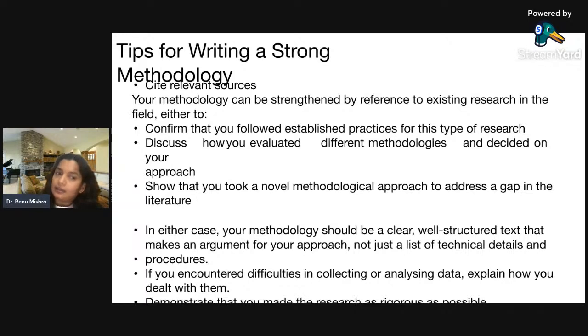It should be clear and discussed well. Also, when you are writing the limitations, feel free to write any concerns and issues which you have faced during collection or analysis of the data. No research is a perfect research, so there is no issue in citing those limitations as well. So that is what you have to focus on when you're writing a methodology.